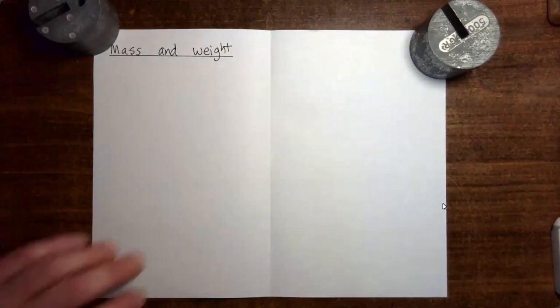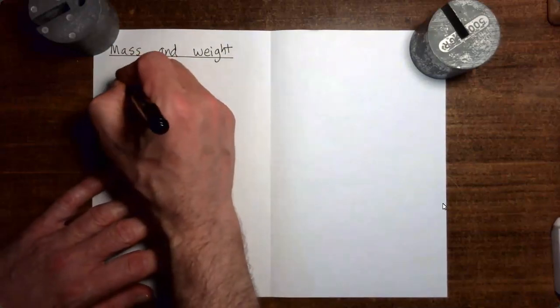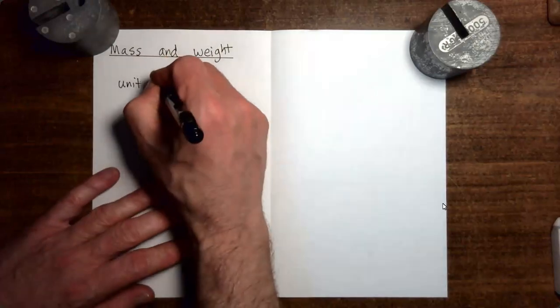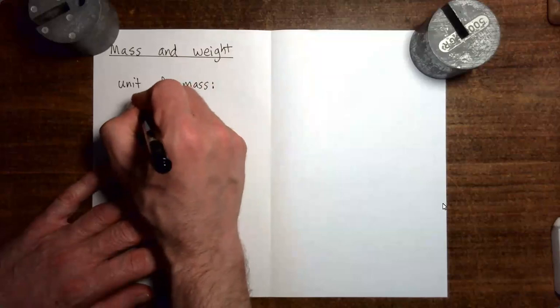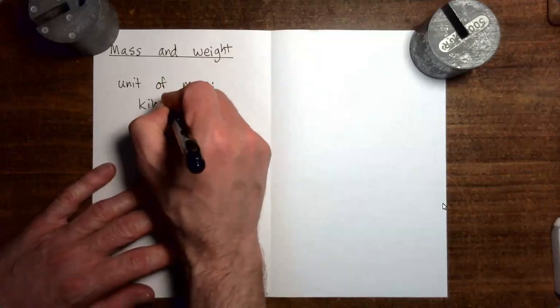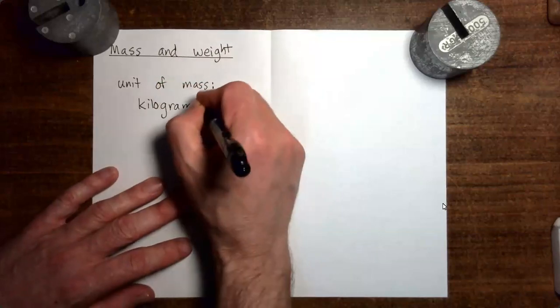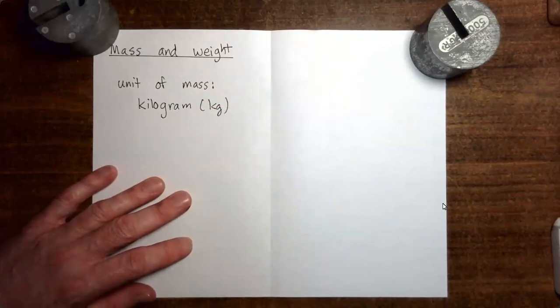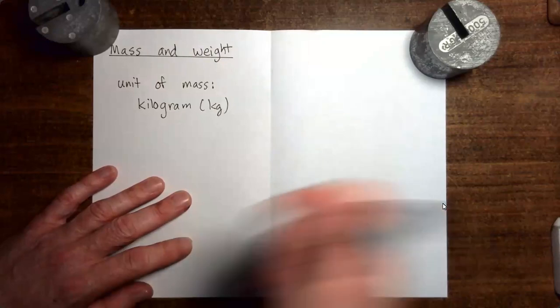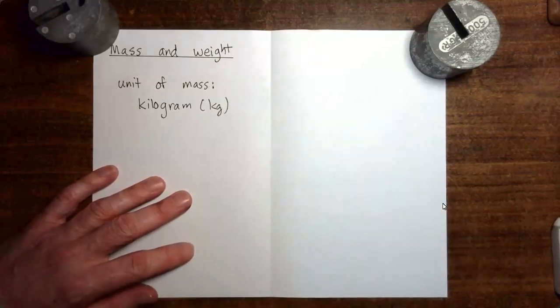So I'm going to start by introducing you to the unit we use for the mass. The unit of mass that we use in this course is called the kilogram, or kg for short. If we were sitting together in a classroom, I would pass around some 1 kilogram objects so that you could get a feel for what that is.